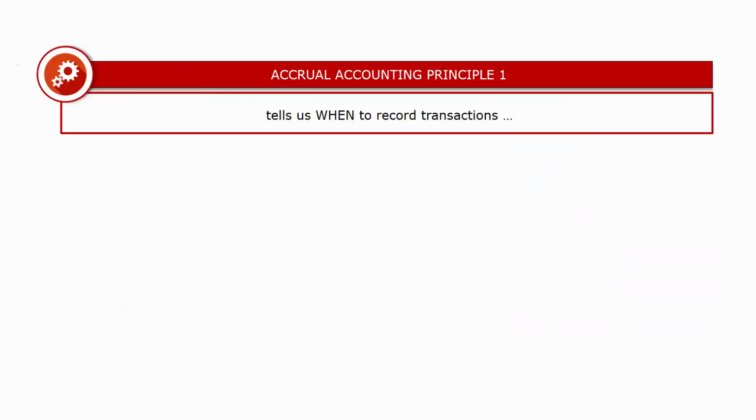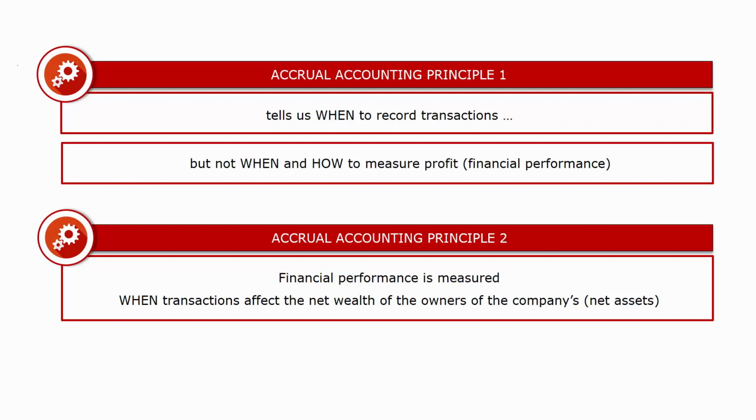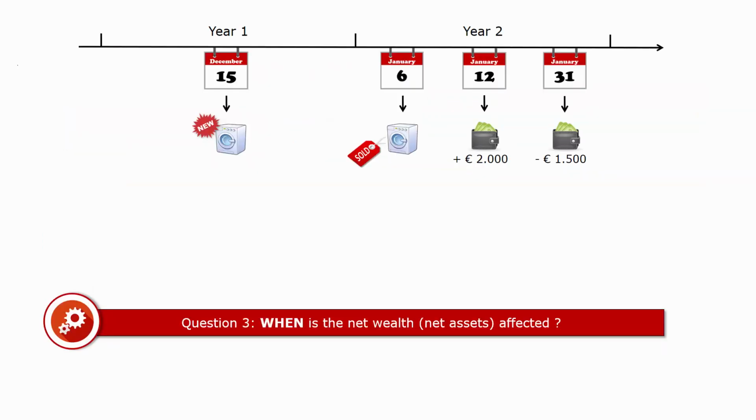The first principle of accrual accounting tells us when transactions should be recorded in the accounting system, but not when and how to measure profit. The second principle of accrual accounting states that financial performance should be measured when transactions affect the net wealth of the company's owners. So, our next question must be, at which point in time is there a change in the company's net wealth? Is it when the washing machines are purchased? When the purchase is paid for? When the sale is recorded? Or when payment is received from the customer?